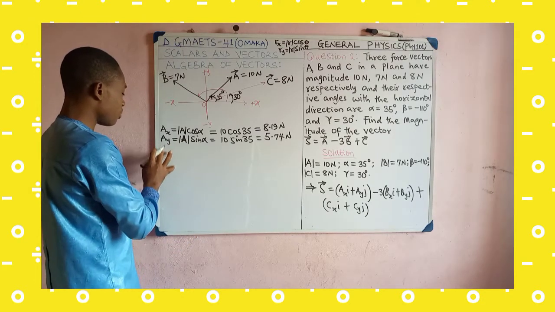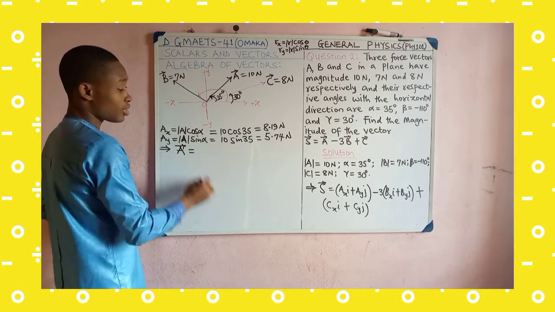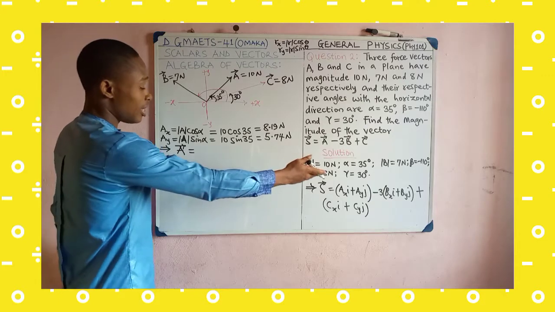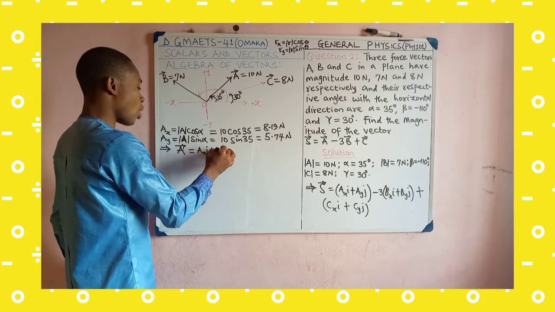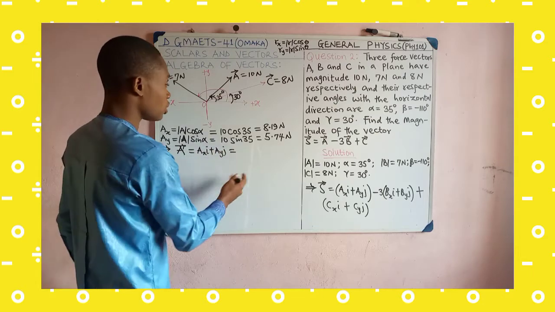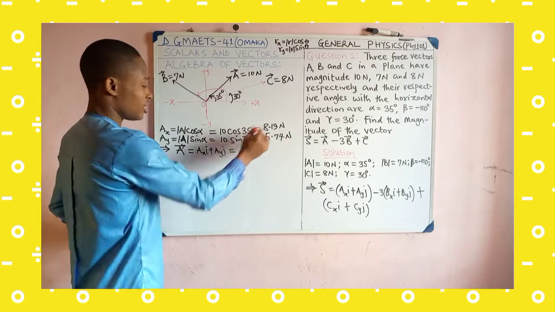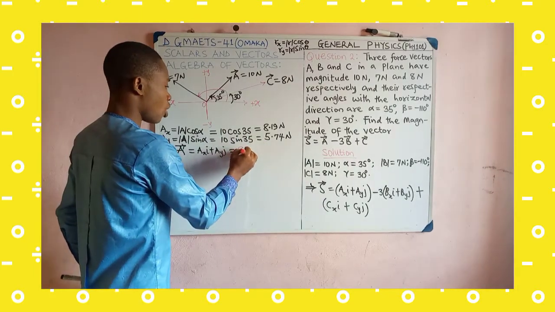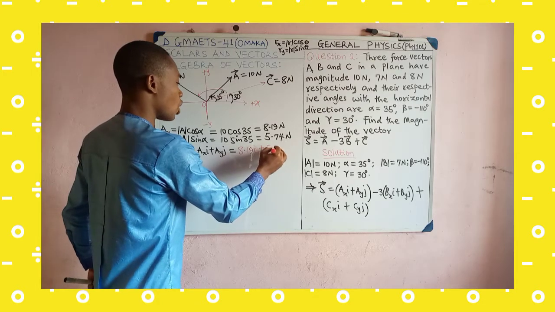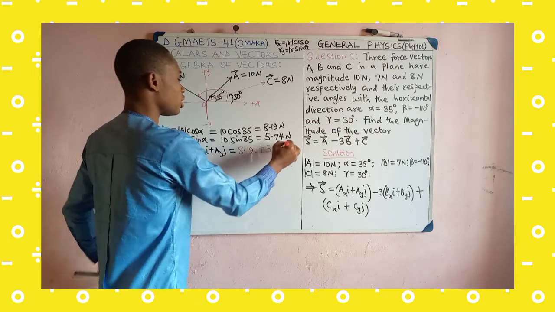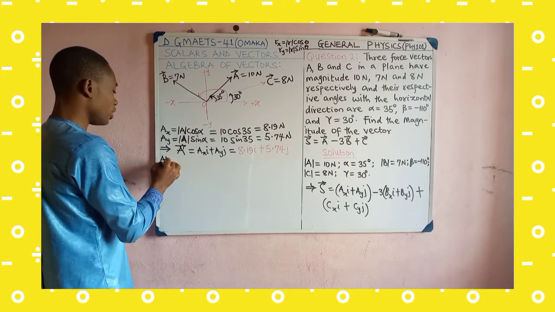We can now move on to obtain Bx and By. But before Bx and By, can we get the displacement vector A in terms of Axi and then Ayj? So Axi plus Ayj is now equal to, let's see what it's going to get. I'll be using red marker for that. So that is going to be 8.19i then plus 5.74j. That's the x and y component. Also, we'll do for B.